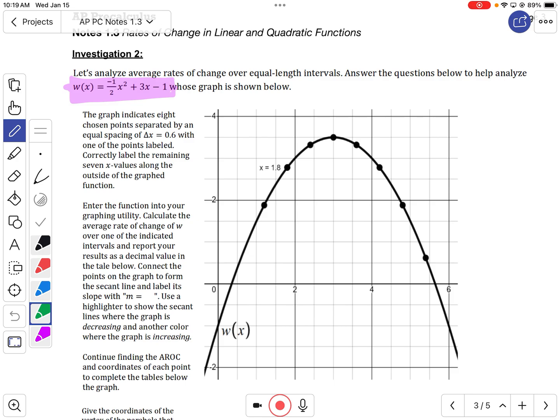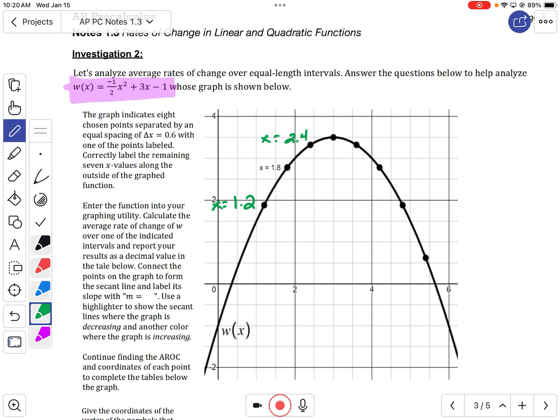So if this is 1.8, if I go backwards 0.6, what's this x value going to be? Yep. Okay, and then if I go forward 2.4, etc. Okay, so these are my x values that it's given me. So you can get the x values that you need all the way around. You're just going to add 0.6 every time.